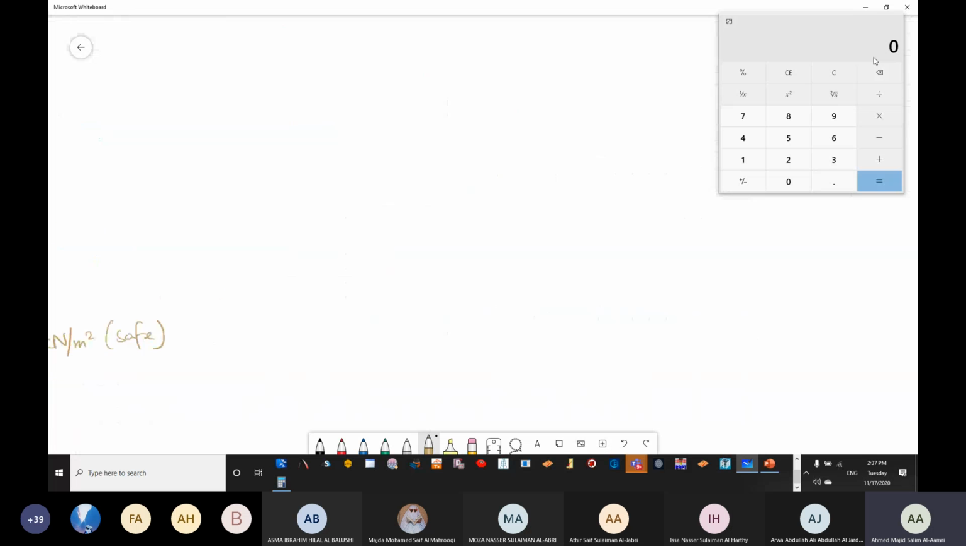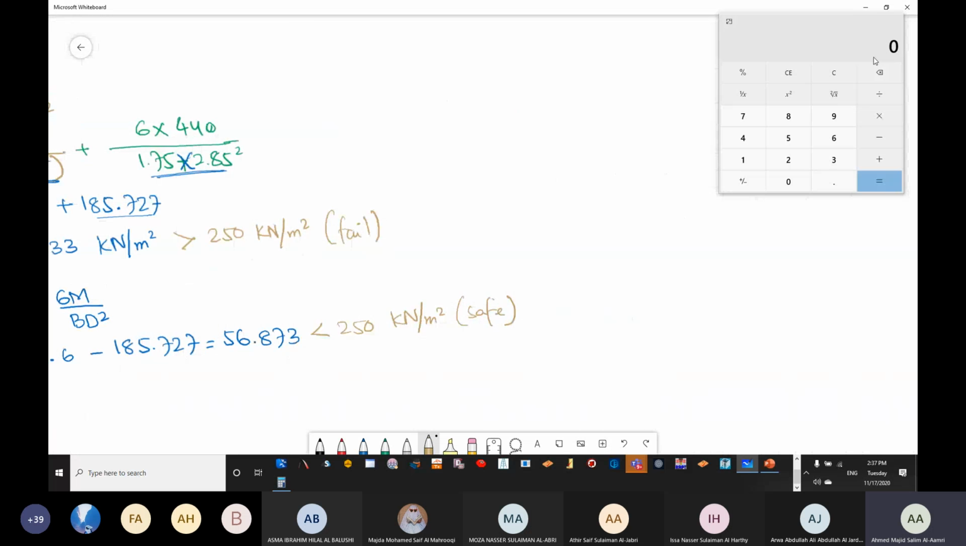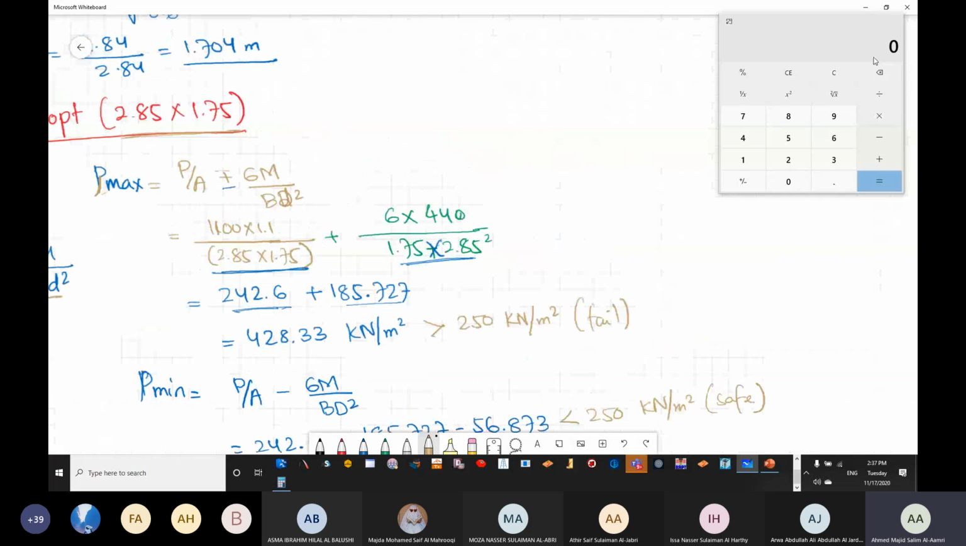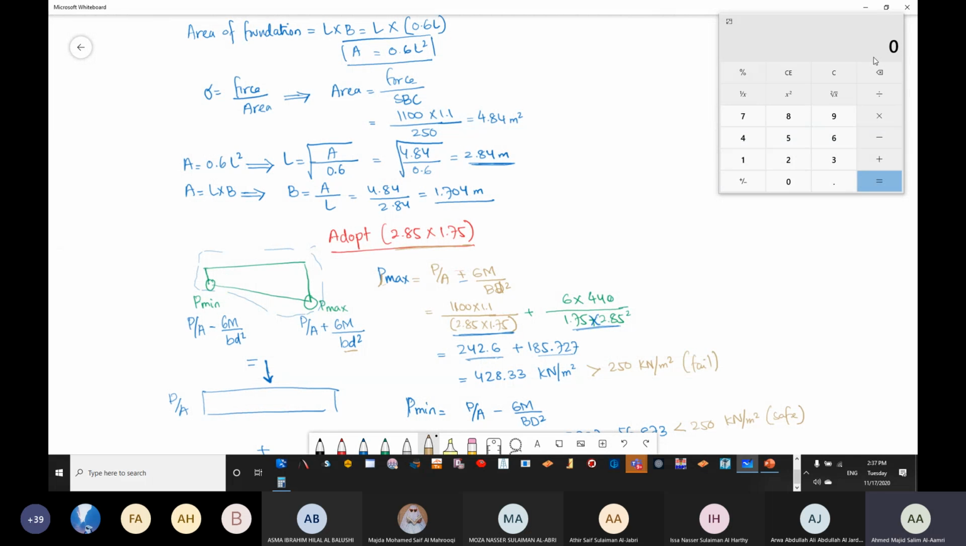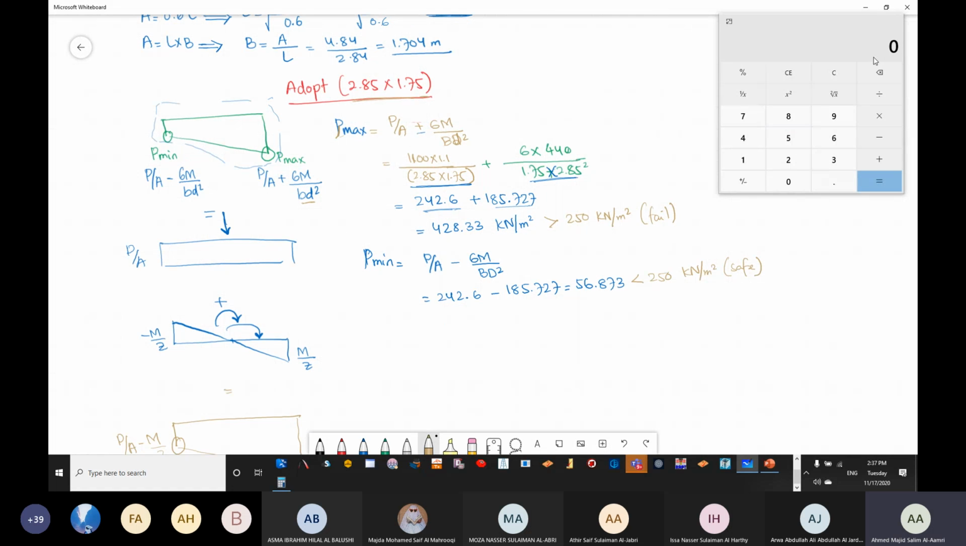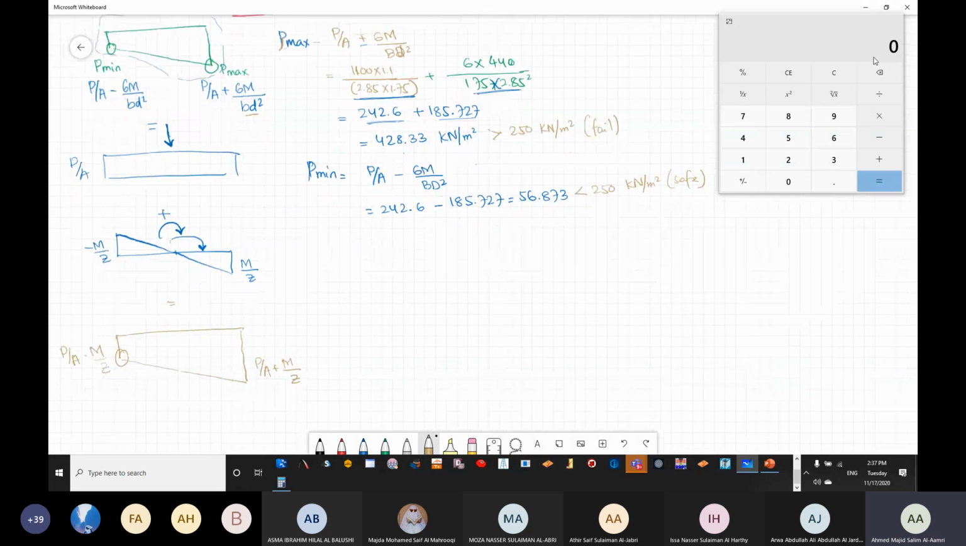Now what happens in this scenario? I cannot have a certain part of the foundation to be safe and a certain part of the foundation to be failing. Do you agree that we cannot have a certain part failing and a certain part safe? So how do we solve the problem? How do we solve the problem of the pressure being high?